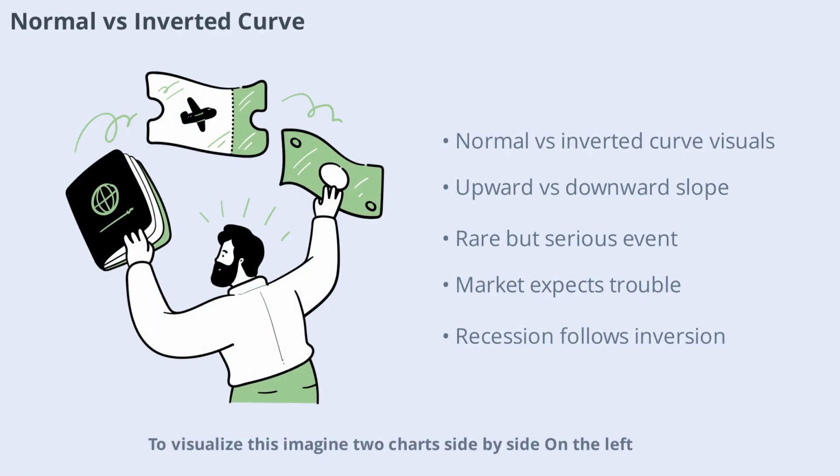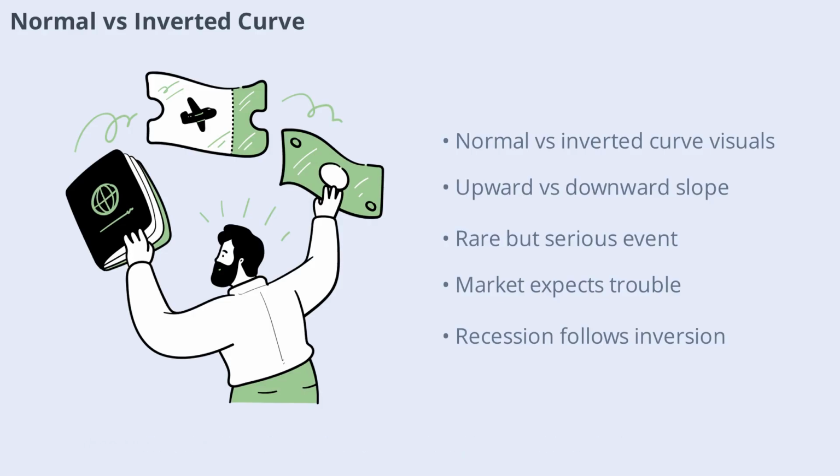Visualize this. Imagine 2 charts side by side. On the left, you see a normal yield curve. It slopes upward, showing that long-term bonds pay more interest than short-term ones. On the right, you see an inverted yield curve. It slopes downward, indicating that short-term bonds now pay more than long-term bonds. This inversion is a rare event and is taken very seriously by economists and investors. It's a sign that the market expects trouble ahead.